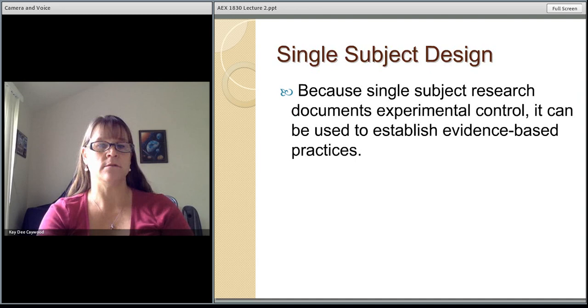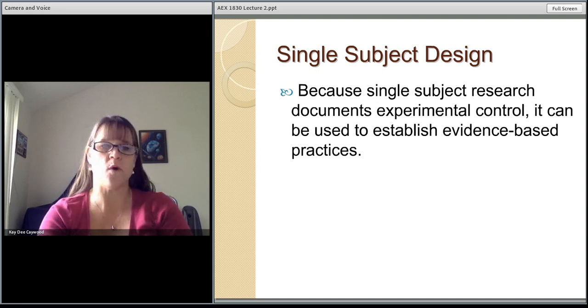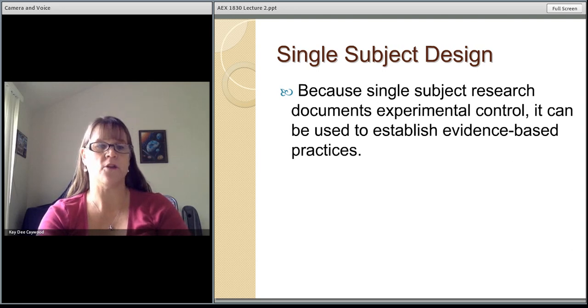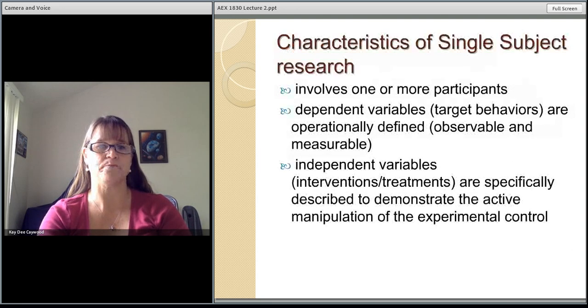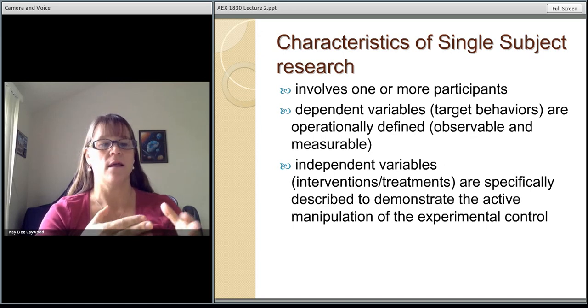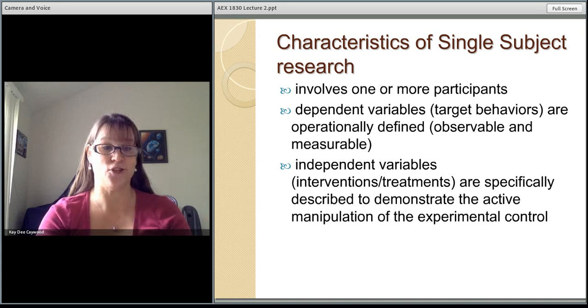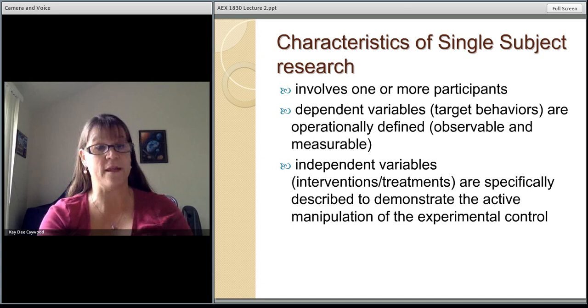Single subject design can be used to establish evidence-based practices. Those are the ones where you're graphing behavior change, and it's usually done with a smaller number of subjects, anywhere from 1, sometimes 5, maybe even as many as 10, although usually it's done somewhere between 1 and 5 subjects. It involves 1 or more participants. The dependent variables, which are the target behaviors, the behavior you're trying to change, are observable and measurable. The independent variables, which are the interventions or the treatments that you're applying, are very specifically described so that you can see what is being manipulated, and you can determine whether or not it is the intervention that has caused any behavioral change, as opposed to something else happening in the environment or with the individual or individuals.